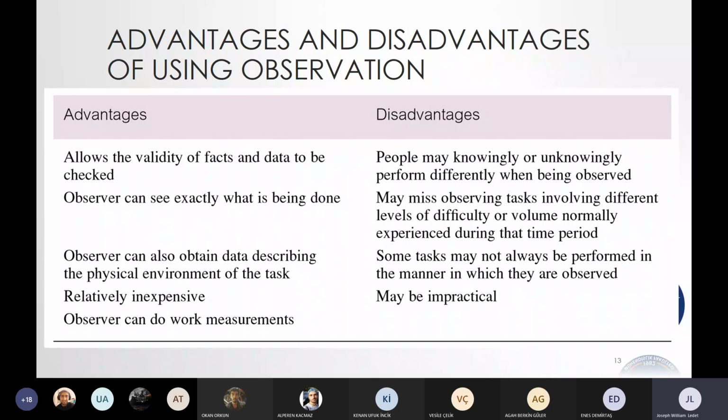If we choose unwisely, then we may miss out on a lot of the tasks that they do. Some tasks may not always be performed in the same manner in which they are observed. There could be lots of different ways to do the same task, and we may get the idea that the way that we saw it done one time is the way that it must be done every time.